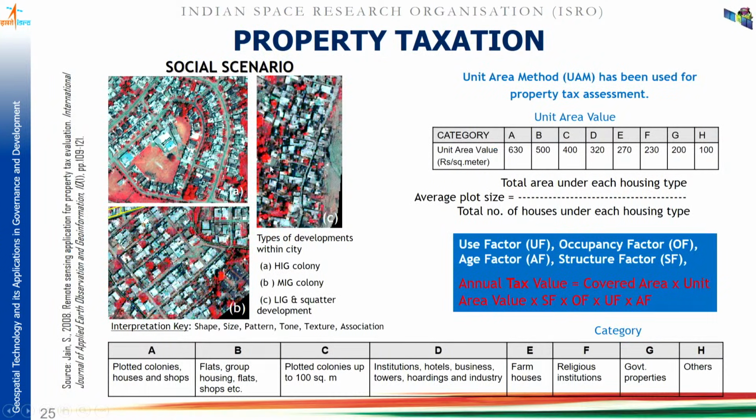Of course, as I told you earlier, using these imageries we have made a footprint map, and those footprint maps have been used for urban taxation. Using the unit area method, we have tried to estimate how much tax should be collected from different municipal wards, and whether that tax is coming or not coming. If it is not coming, then we can do a resurvey also.